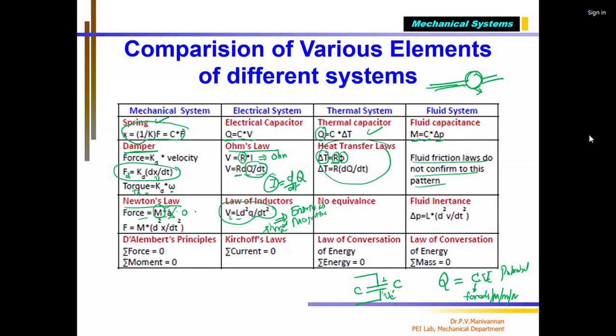Angular acceleration and linear acceleration, automatically the energy stored in the mass will become zero. That means only moving mass has the kinetic or dynamic energy. Same thing in this case. There's no equivalence in thermal system.